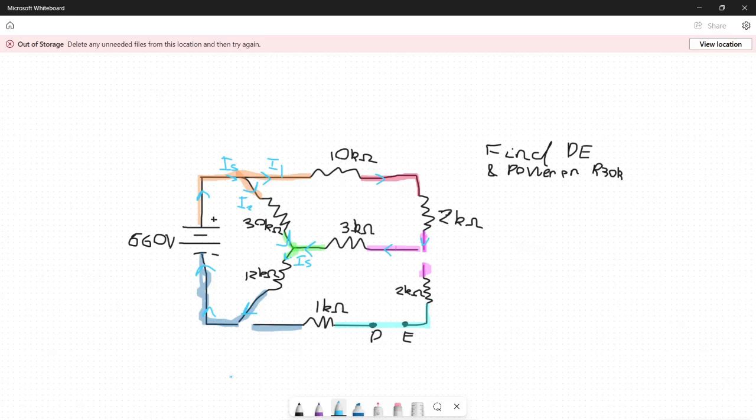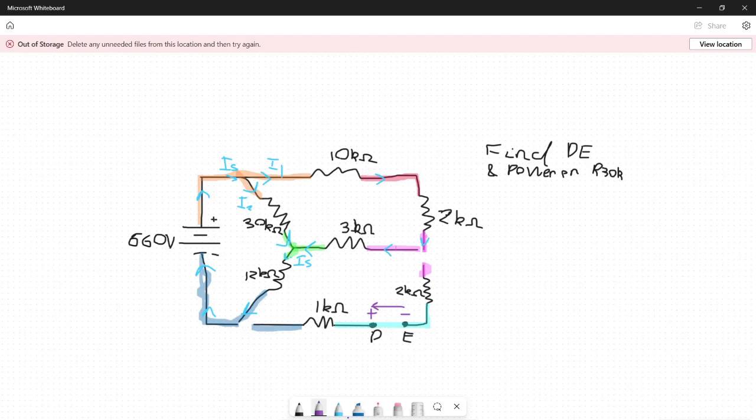Now we've described all the relationships in the circuit. We've seen the current, we've seen the potential changes. Let's look at finding the voltage across DE. Since it's D first, we're going to put the plus on the D and the minus on E. And this is going to be our voltage drop.